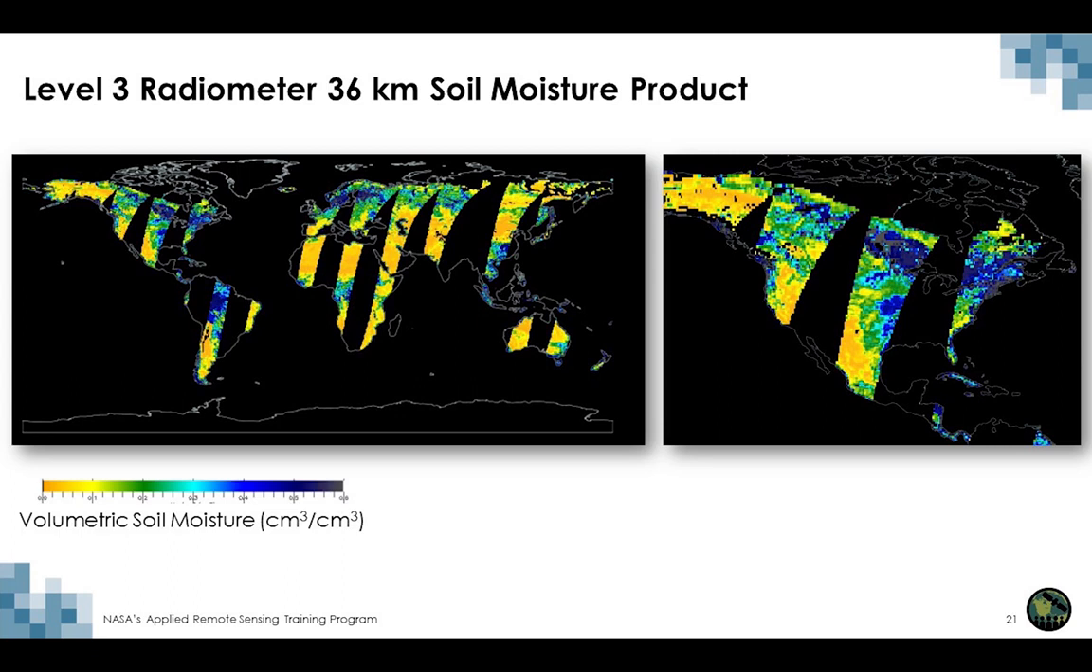So the important thing to note about this and other level 3 products is that in the high latitudes, some of the swaths overlap. And when they do, the data point with an acquisition time closest to 6 a.m. local solar time is selected.